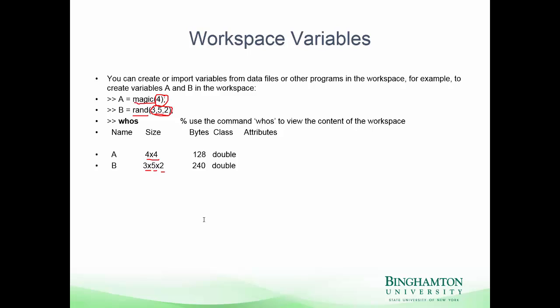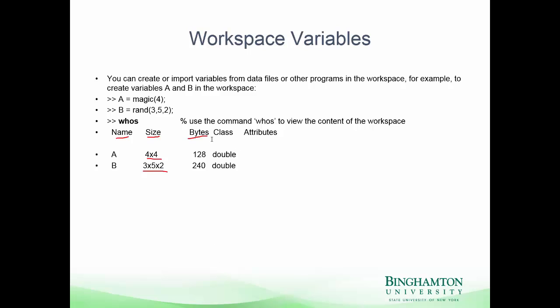So how am I getting all this information here? Well, if you run the whos command, it gives a list. And actually these dots won't show up. That was just part of PowerPoint. The whos command will give you a list of the names of the variables. It'll tell you the size, meaning how many elements. So A will be a 4 by 4 matrix. B is a 3 by 5 by 2 array. It shows you how many bytes are being used to store this.